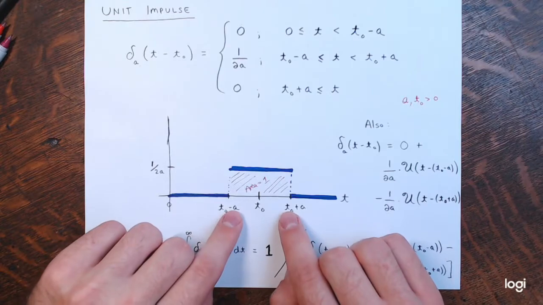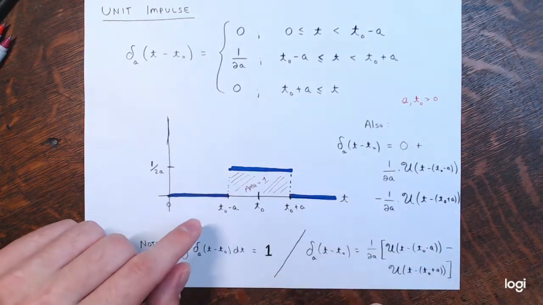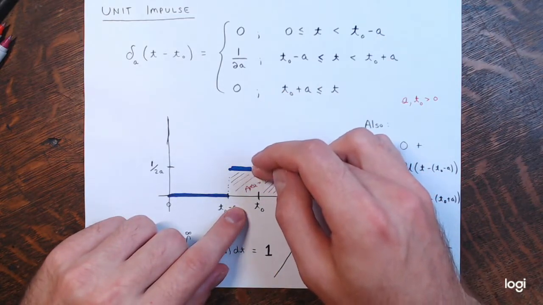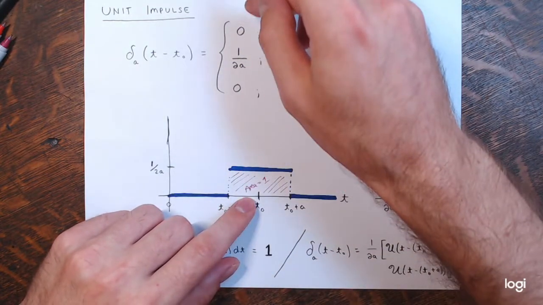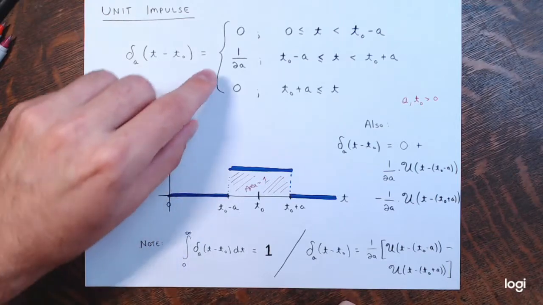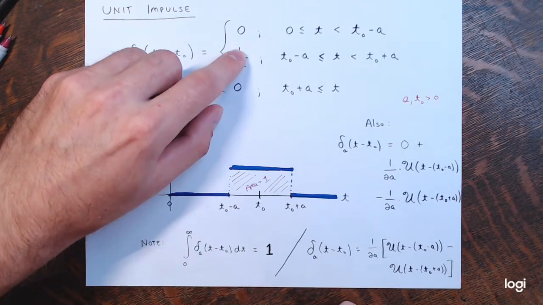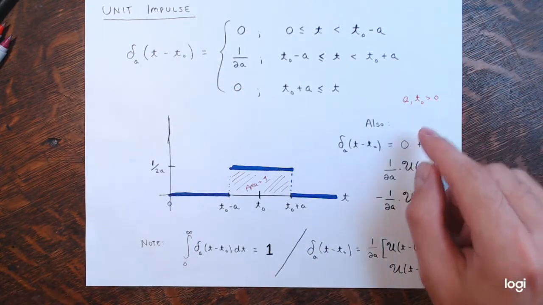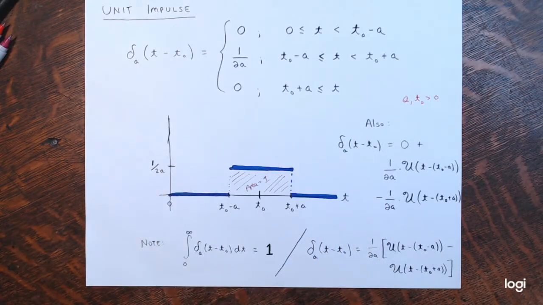And if these are getting closer and squeezing into t0, remember, I need the area of the rectangle to be 1. The height of this rectangle will get thinner and thinner, but it'll also get taller and taller. And if you think of 1 over 2a, as a approaches 0, gets really, really tiny, this is getting really, really large, and it should be approaching 0 from the right, from the positive side. So that's how this Dirac delta function is defined.